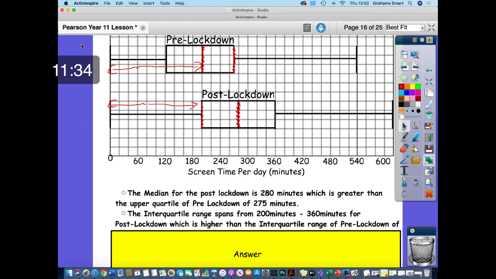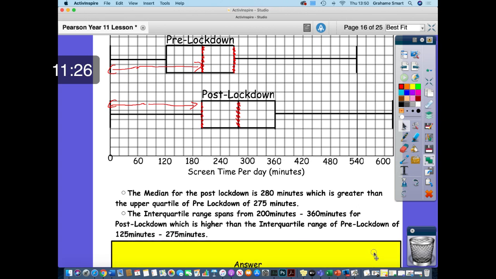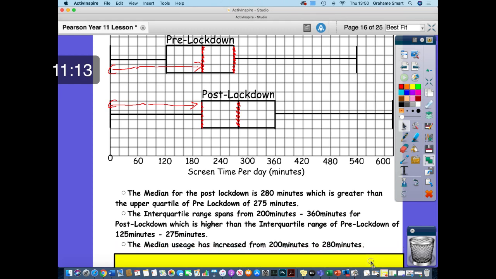And the interquartile range spans from 200 minutes to 360 minutes for post-lockdown, which is higher than the interquartile range of pre-lockdown of 125 minutes to 275 minutes. So you can see that, okay? What I'm making here is the point of how much the interquartile range has moved to the right. That's the point I'm making. And the median usage has increased from 200 to 280 minutes.